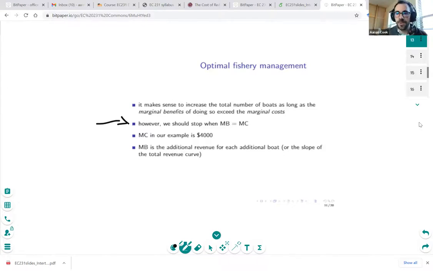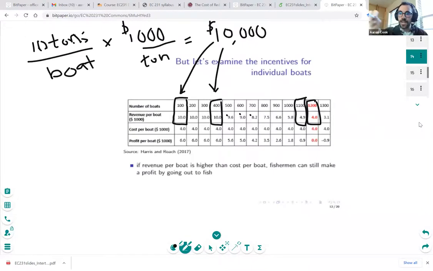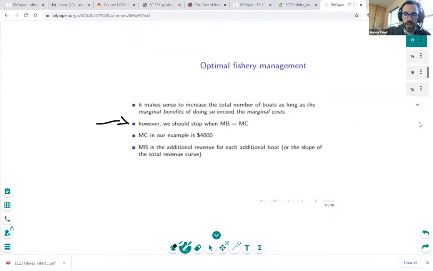This would be the case where, as long as new entrants would be willing to pay more than the profit that's lost to existing boats, then it makes sense to keep adding boats. But once you get to the point where new boats wouldn't be able to pay and compensate the existing boats for their lost profits, then it makes sense to stop and limit the number of boats in the fishery. So that's the marginal benefit equals marginal cost principle, which dictates the efficient point.